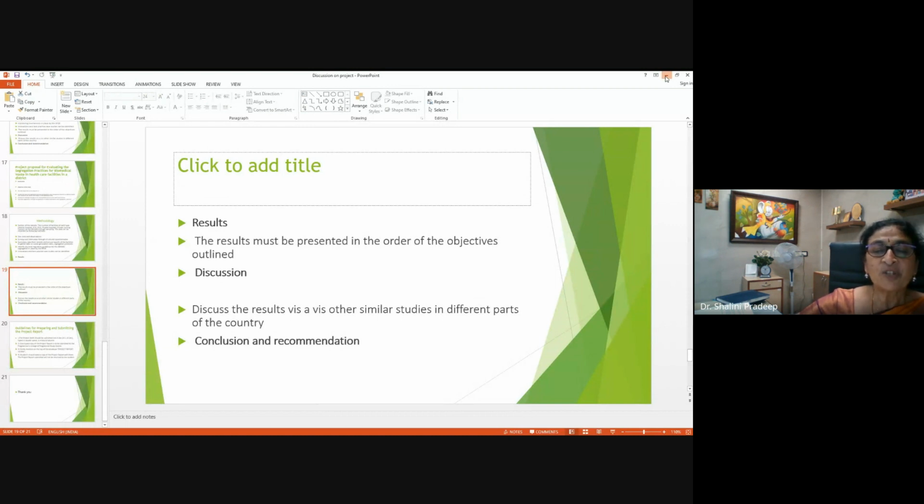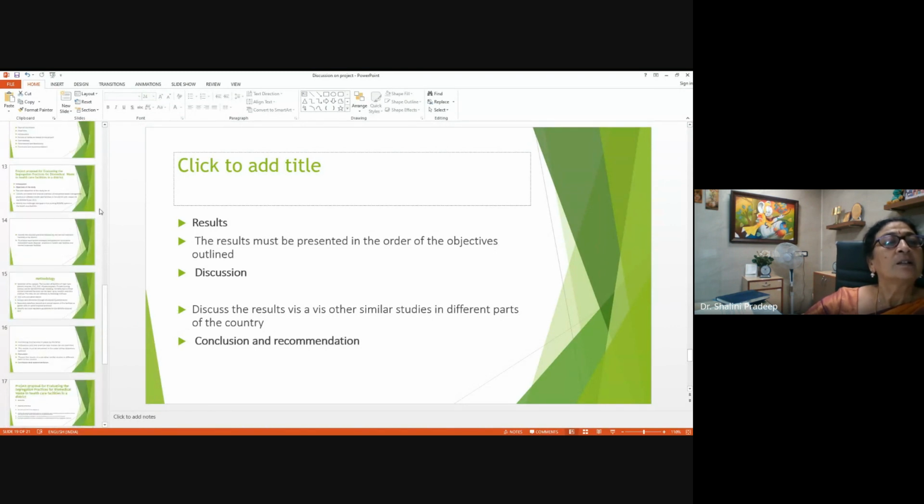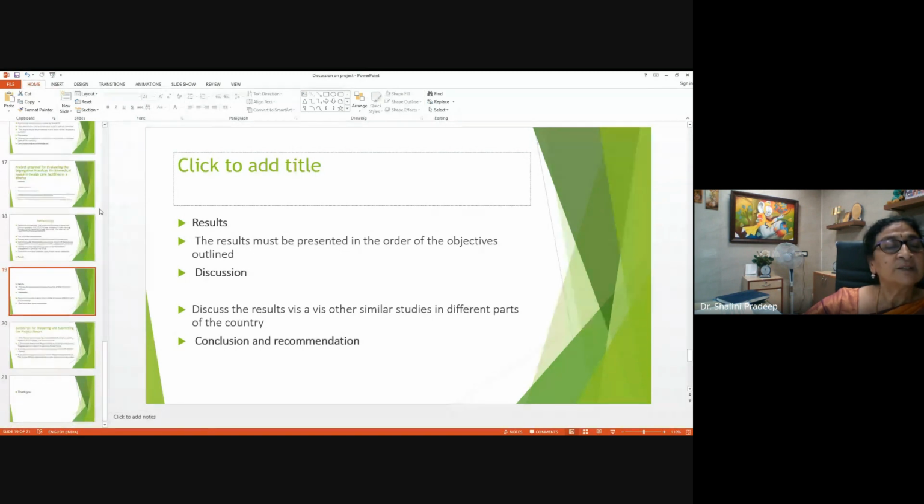So there are two project proposals. One is for disposal, the other is for segregation. Okay.